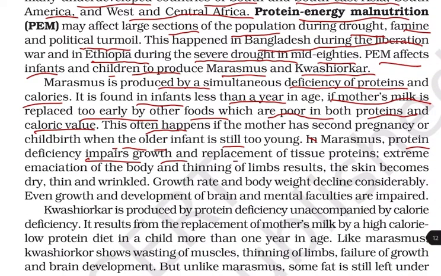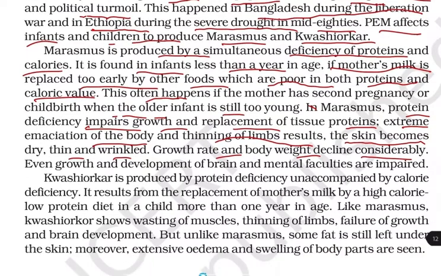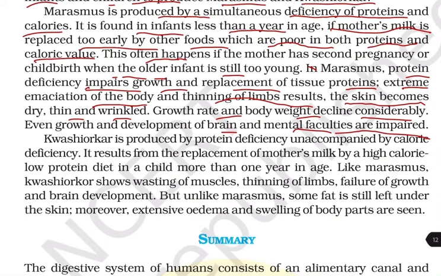In marasmus, protein deficiency impairs growth and replacement of tissue proteins. Extreme emaciation of the body and thinning of limbs result, and the skin becomes dry, thin, and wrinkled. Growth rate and body weight decline considerably. Even growth and development of the brain and mental faculties are impaired.